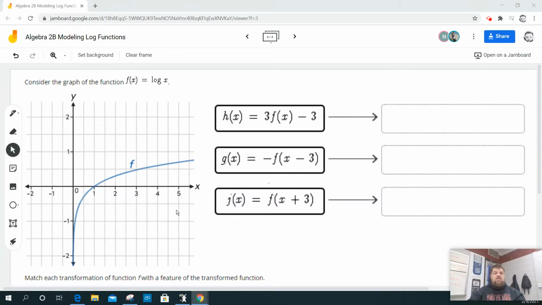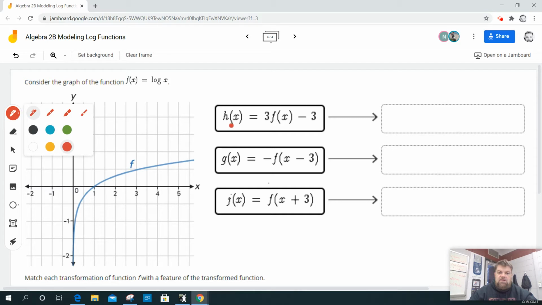All right, so it says consider the function f of x is equal to the log of x. All right, and then we have three transformations on the screen that they want us to do. So I don't know, let's try to do this by hand. So h of x is 3 times whatever f of x is, minus 3.